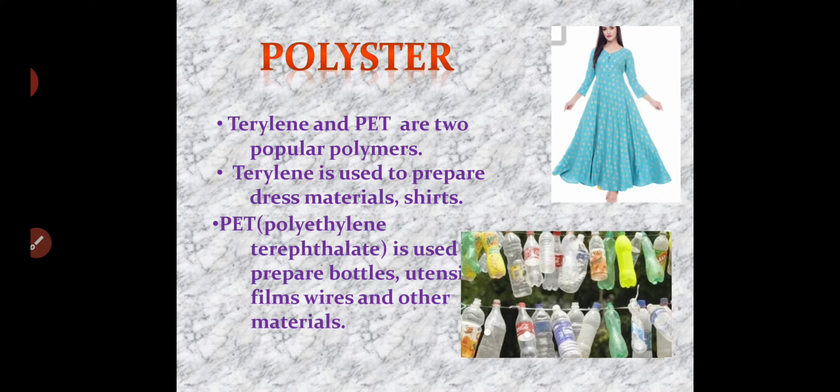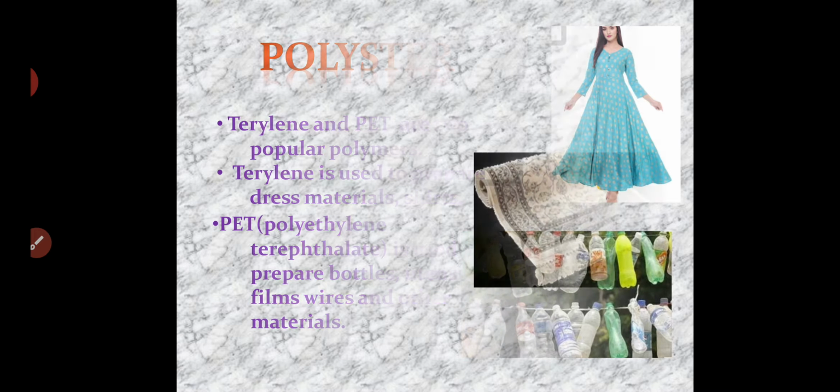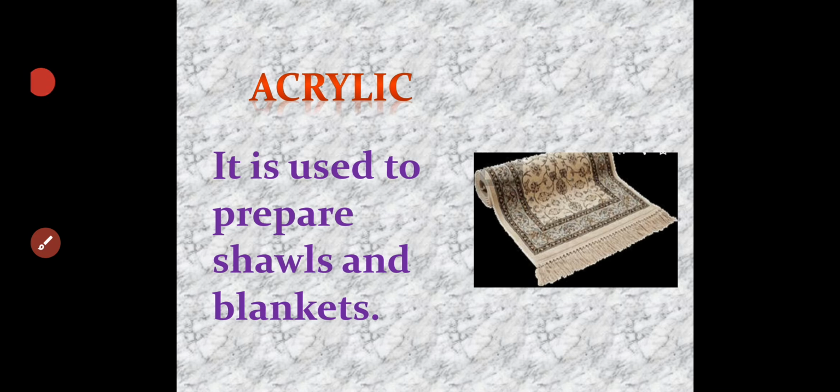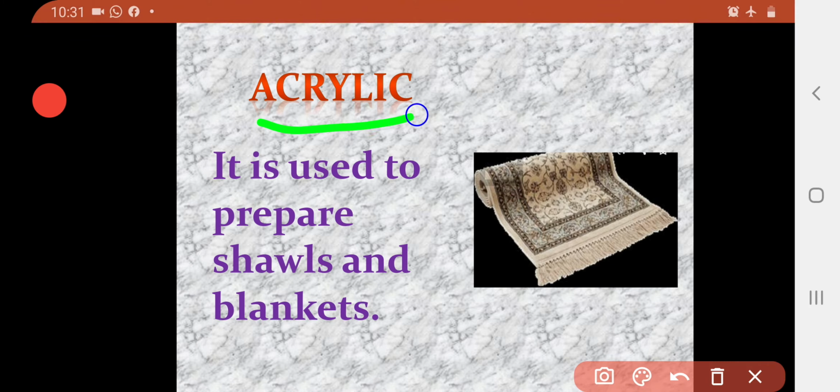It is one type of artificial fiber which is used in the preparation of bottles, utensils, films, wires and other materials. So what we can observe here? Just guess, it is a shawl, right? It is a shawl. Now see, it is also prepared with the type of fiber called acrylic.